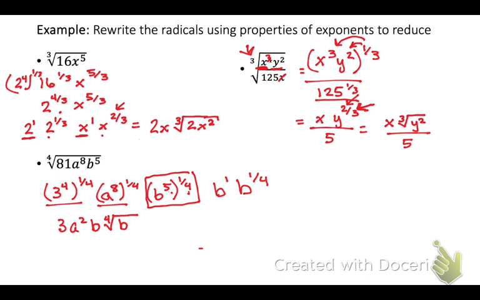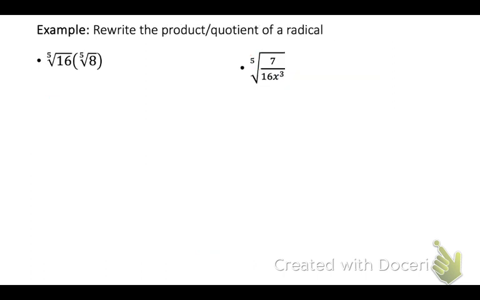Okay, so again, did I do them all one time? No, I stepped through them. Now, stepping through them will go faster, and you'll be able to skip a few more steps as you get used to doing them, right? But you still have to step through them. Okay, so rewrite the product quotient of a radical. So basically simplify, just different words to say simplify. Correct? Yeah.